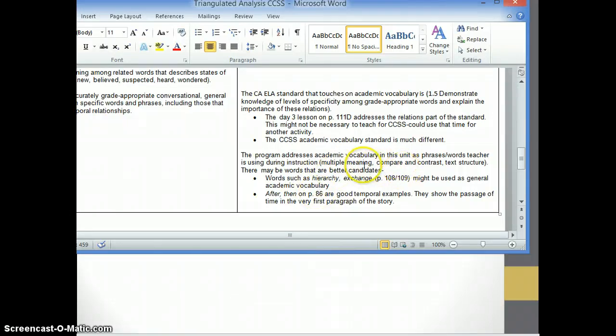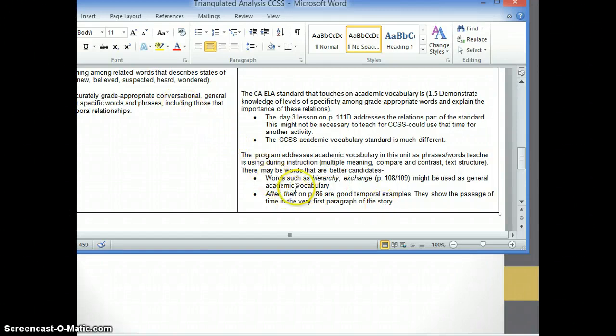So they were having the teacher point out multiple meaning, compare and contrast, text structure; those are academic vocabulary words. And so I went into the program and I thought, well, in the text that the students are reading are words like hierarchy and exchange. So those would be much better, I thought, general academic vocabulary words, which is part of the Common Core State Standards that is not included in the California English Language Arts Standards that I need to cover. So that was an opportunity to teach to this standard.